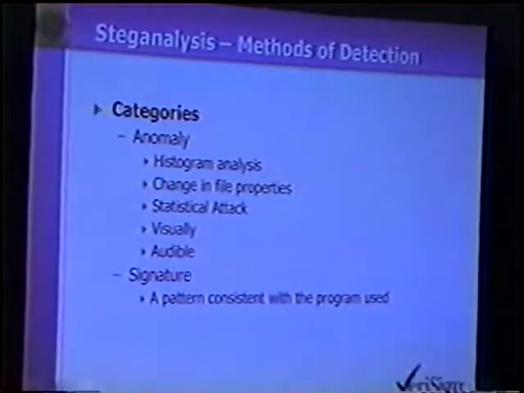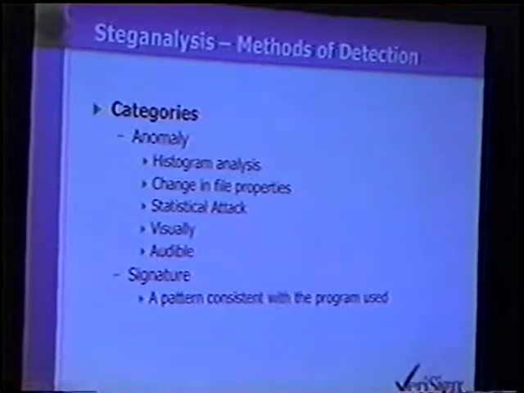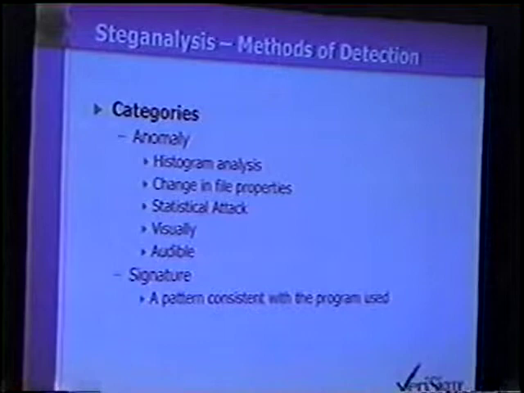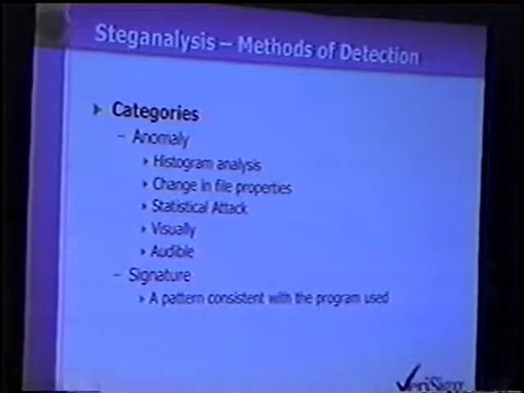So I went ahead and kind of categorized all of these. When we talk about anomaly analysis, this includes things such as a histogram analysis, or a change in the file properties, or even a statistical attack. It may also include visual or audible detection as well. If we try to detect a pattern that's consistent with the program used, I consider that more of a signature type of analysis. So if we routinely take the same program and hide messages in different types of pictures, we may find a pattern as to how this program hides that message within the file.